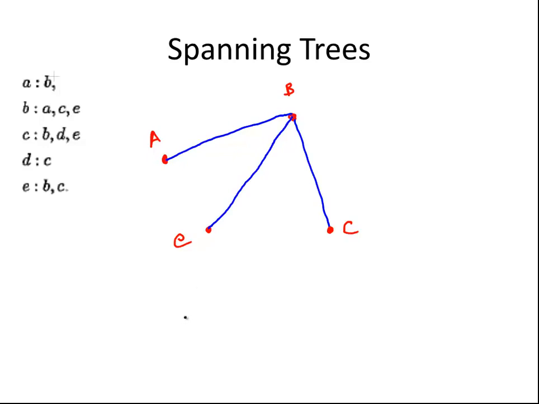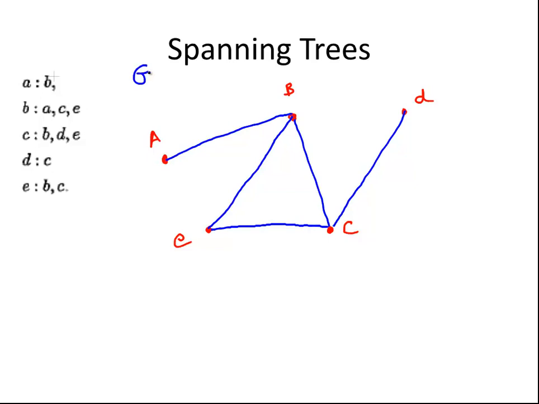Now, C is connected to B, D, and E. So I just have to add in a vertex D. I'm going to put that there. And that's connected to that. D is connected to C, so that's sorted. And E is connected to B and C. So there we go. I should have connected C to B already. So that is our graph G.